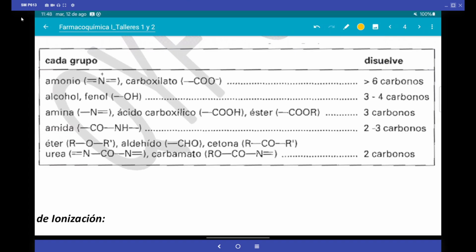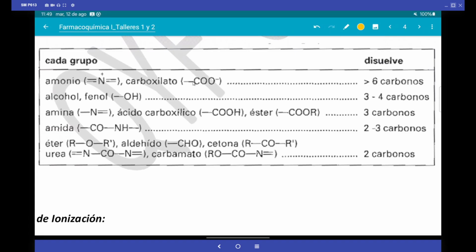Number one, it says here, ammonium, which would be a nitrogen with permanent positive charge, or carboxylate, which would be a deprotonated carboxylic acid. According to this, it is capable of dissolving up to 6 carbon atoms. Now please, this information in this table, again, these are statistical values. Therefore, these are averages. It always has its exceptions.